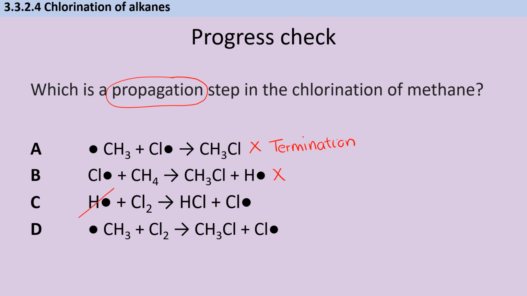And this second one also is incorrect. So although we have got a chlorine free radical attacking a methane molecule, we don't directly make chloromethane, and we don't leave hydrogen free radicals on their own. So our correct answer is going to be the fourth one.